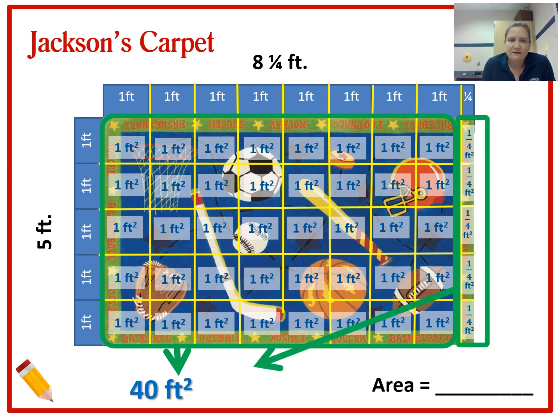Now on the left here, these are all 1/4 of a foot squared, and that means that 4 of them, 1, 2, 3, 4, equal a foot. So 1/4 plus 1/4 plus 1/4 plus 1/4 equals 4/4, and that's a whole. And then we have 1/4 more, so that would be 1 1/4. So if we add 40 plus 1 1/4, we get 41 1/4.